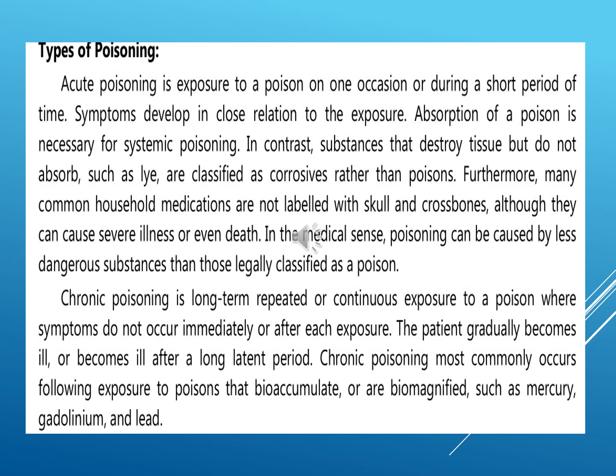Chronic poisoning is a long term, repeated, or continuous exposure to a poison where symptoms do not occur immediately or after each exposure. The patient gradually becomes ill after a long latent period. Chronic poisoning most commonly occurs following exposure to poisons that are bioaccumulated or biomagnified, such as mercury, gadolinium, and lead.